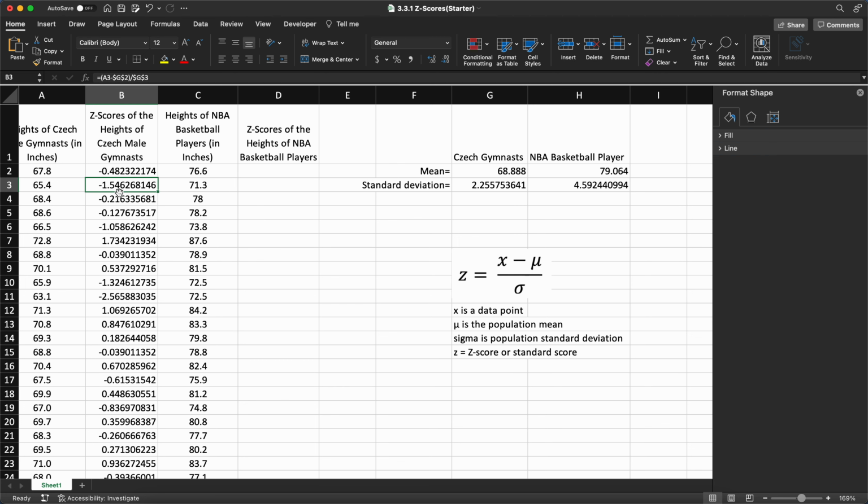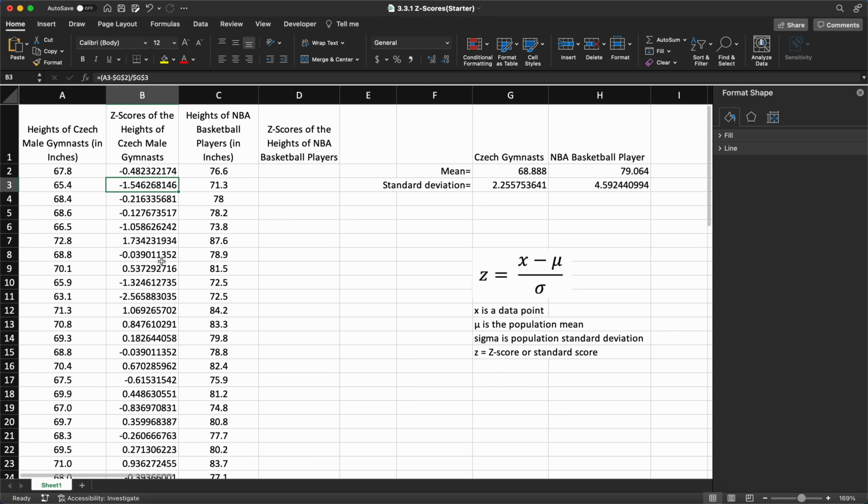I like to just create my own formula instead of using the standardized one because I can see exactly what's happening. But we have our z-scores. So now let's look at NBA players. I can find the z-score for this guy. This one should also be negative because this guy is shorter than the average NBA basketball player.